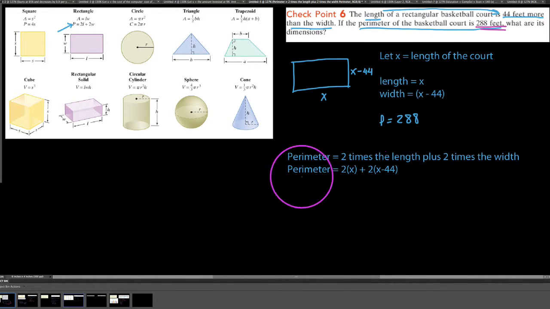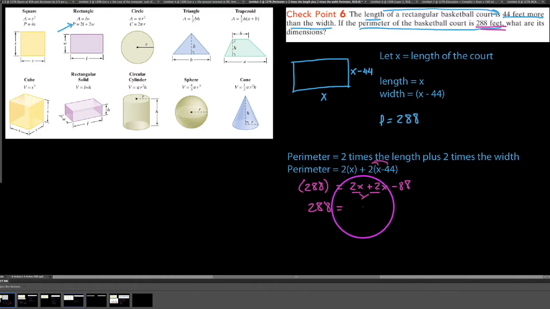So we say the perimeter here in this case, we'll go ahead and plug in 288 for the perimeter. And on the right side here, we can simplify a little bit. We get 2x. After distributing here, we get another 2x minus 88. And so I'll combine my like terms here. We get 288 is equal to 4x minus 88.